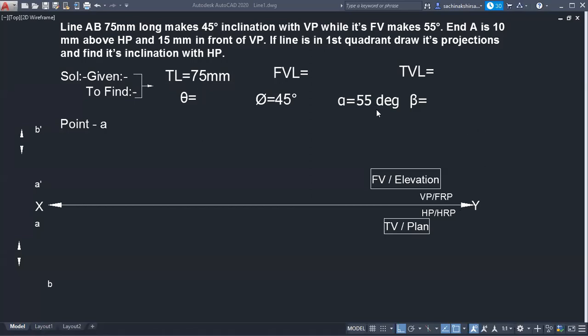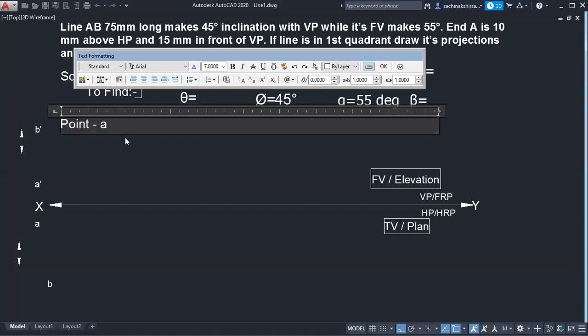Am I audible? There is a network issue. Yes, sir. Okay. So the location of end point A is given. How is it? Point A is 10 mm above HP. So directly A dash is equal to 10 and A is equal to 15.